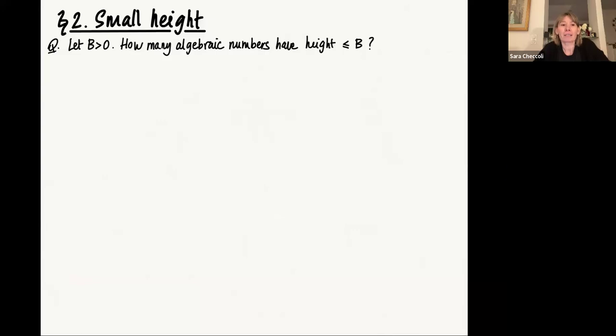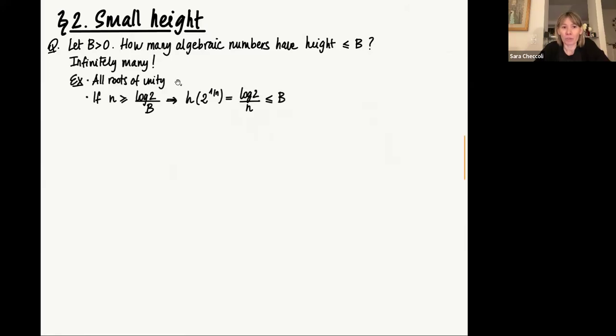Okay, so let's start asking some more precise questions. Let b be a positive real. One could ask how many algebraic numbers have height at most b. Okay, and it's clear that there are infinitely many of them. So we saw all roots of unity, but if you want a less trivial example, if you take an integer n which is big enough, and you take the nth root of 2, then the height of the nth root of 2 will be small enough. It's log 2 over n because of the properties of the height that we saw before.